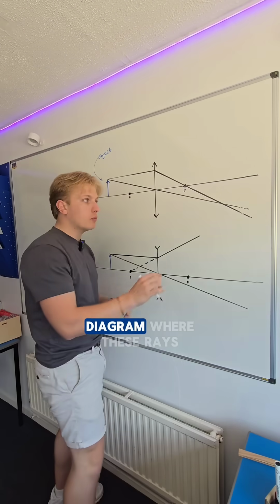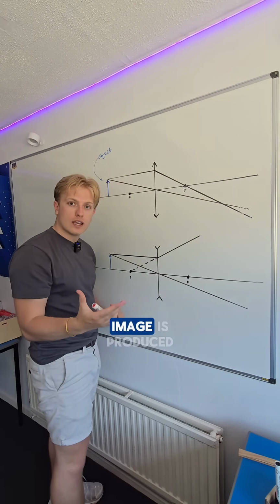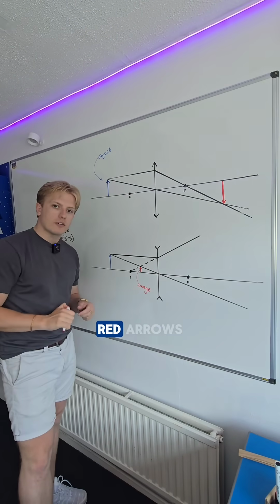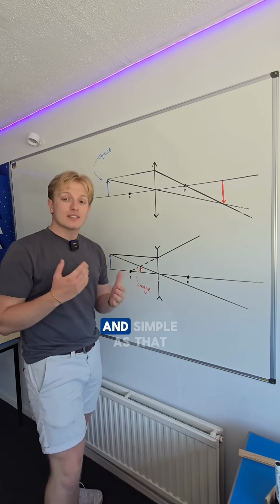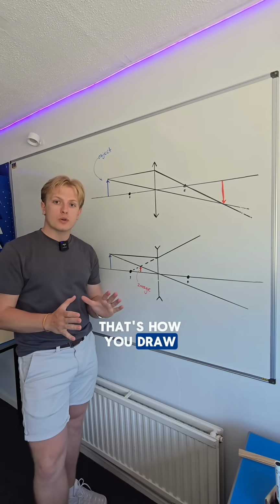And for any ray diagram where these rays join, that is where your image is produced, represented here by my red arrows. Always vertically from the principal axis to wherever those rays meet. And simple as that, those same steps, that's how you draw any ray diagram.